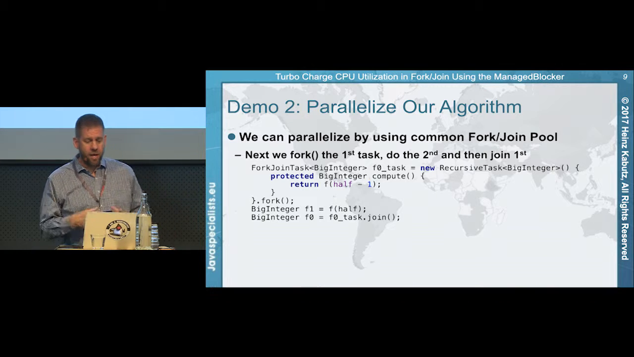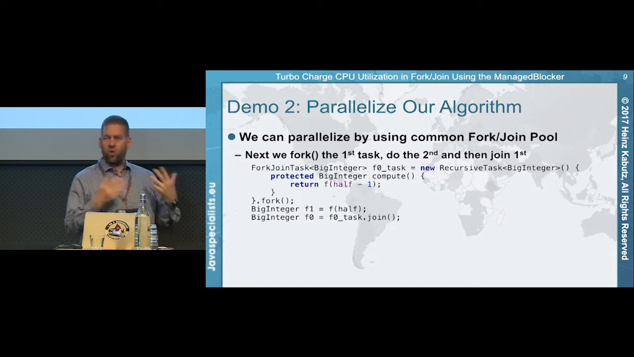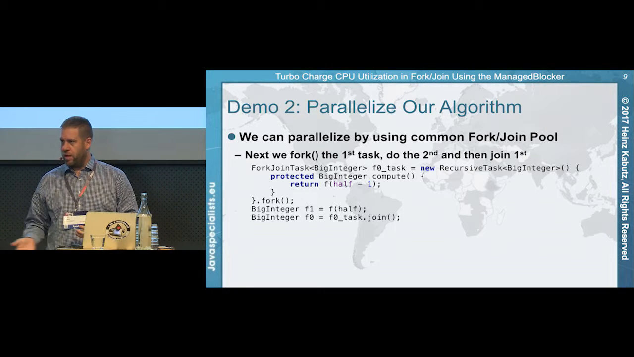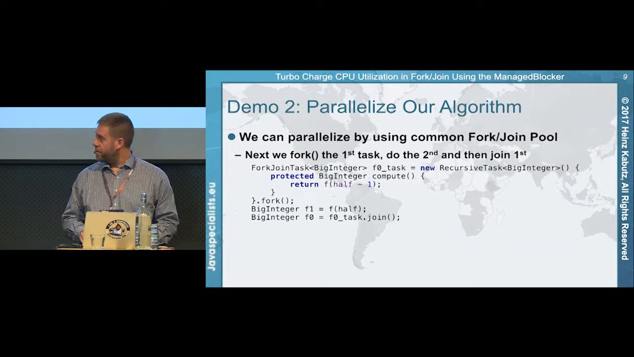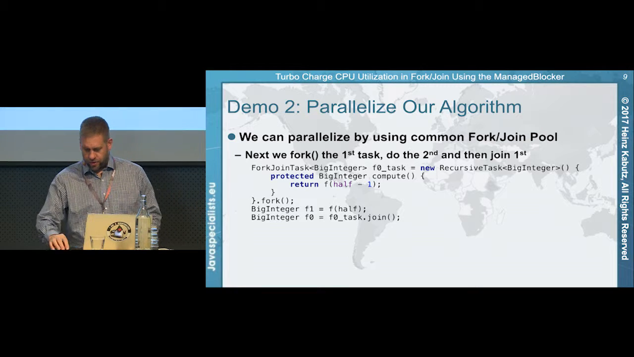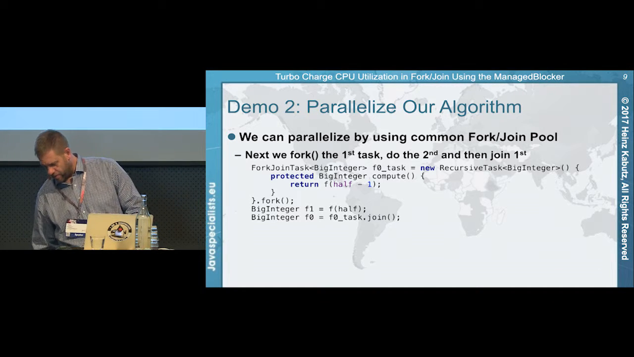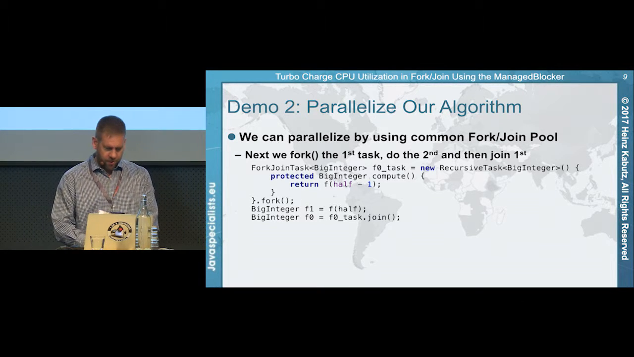And in this case, I'm just going to use the default common fork join pool. Of course, you could also use your own, but I'm quite happy to just use this one.